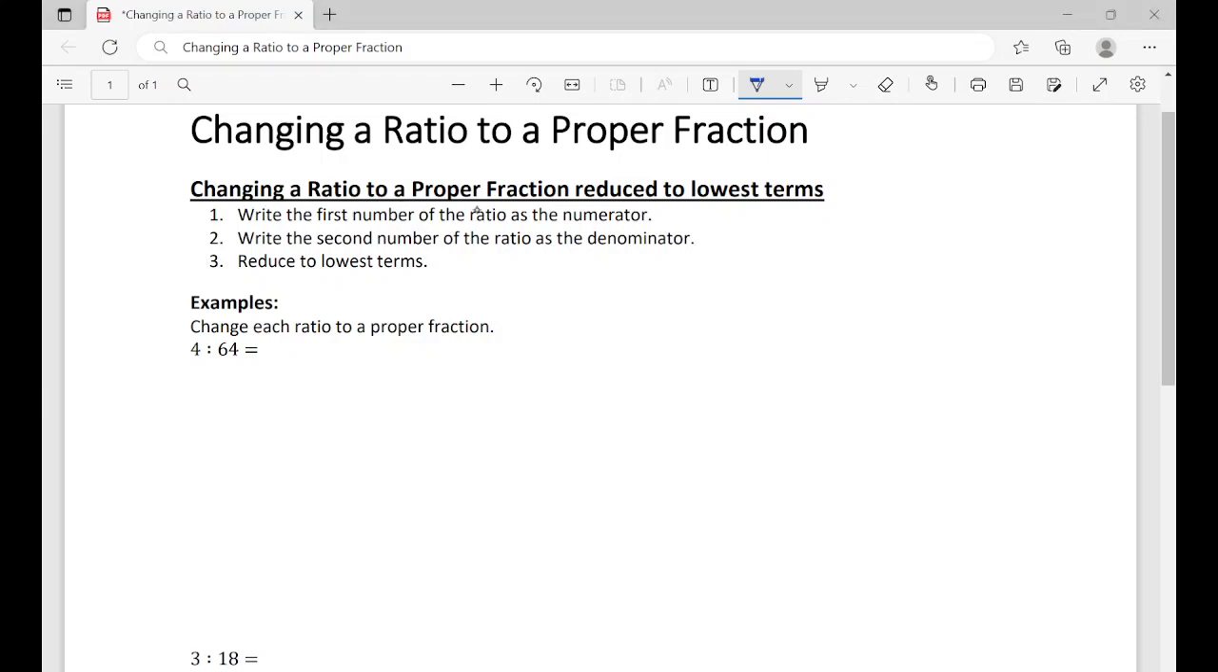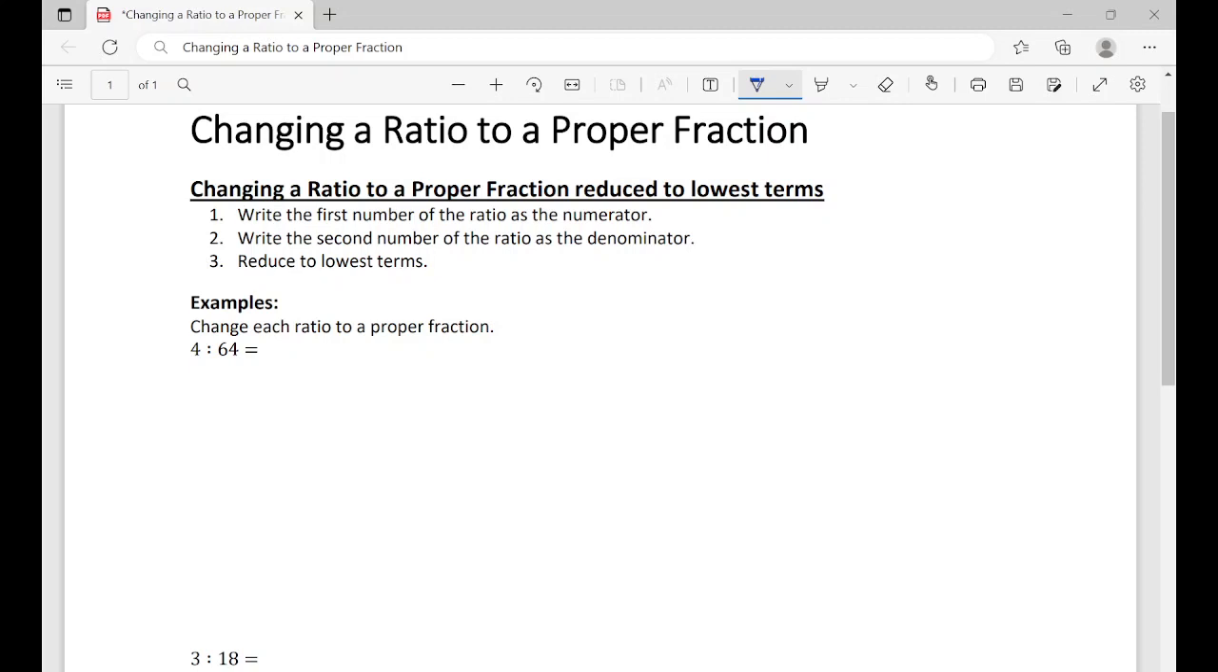To change a ratio to a proper fraction reduced to its lowest terms, we must do the following. First, we're going to write the first number of the ratio as the numerator of the fraction. Next, we're going to write the second number of the ratio as the denominator of the fraction. And then we're going to reduce it to lowest terms if it isn't already.